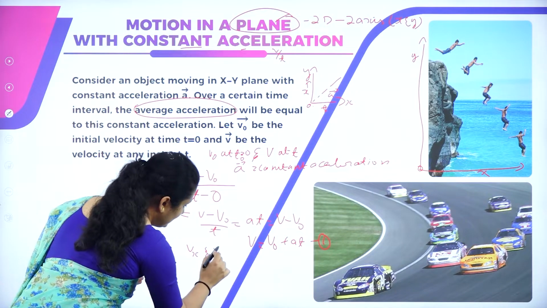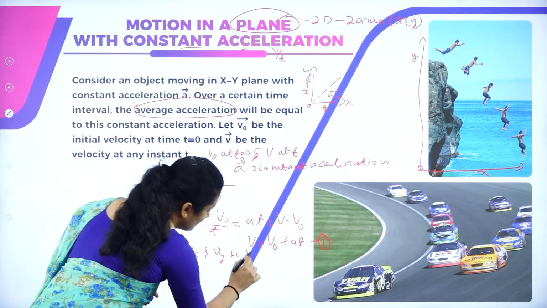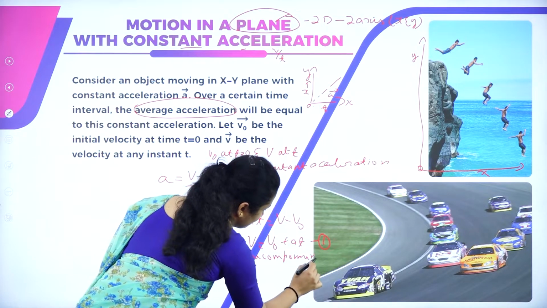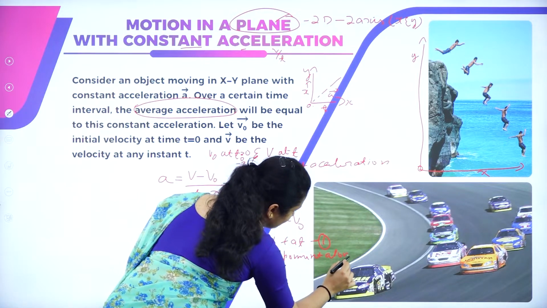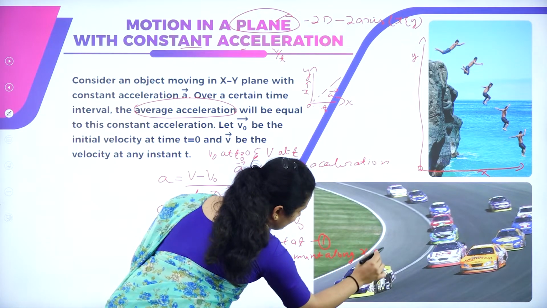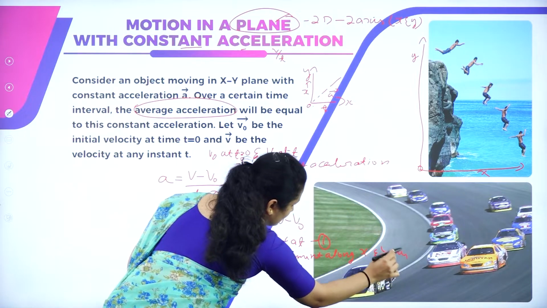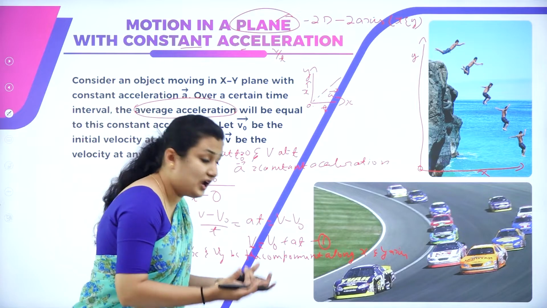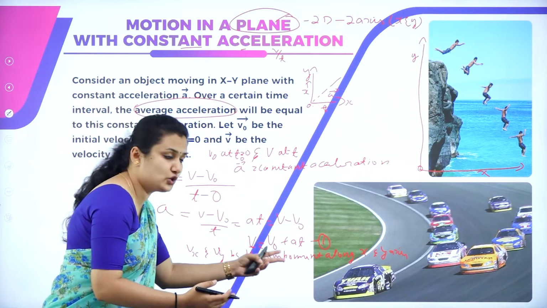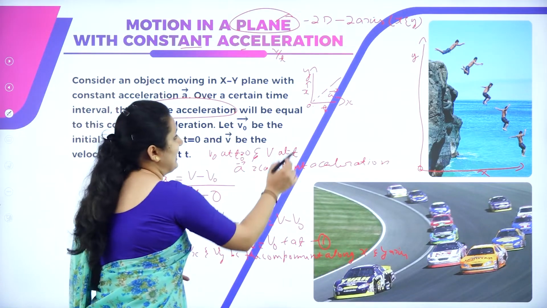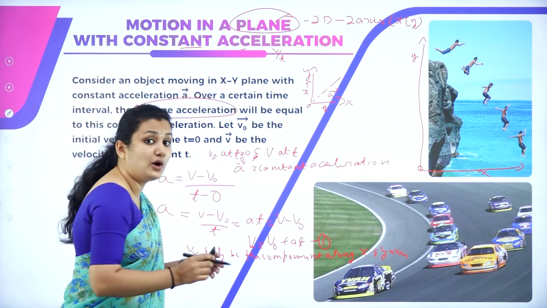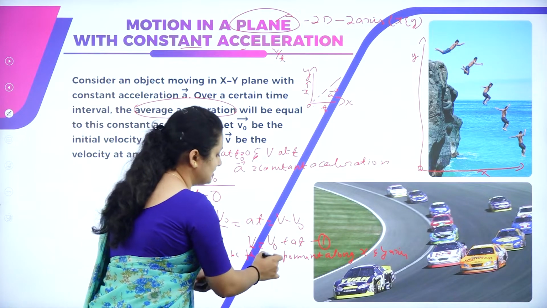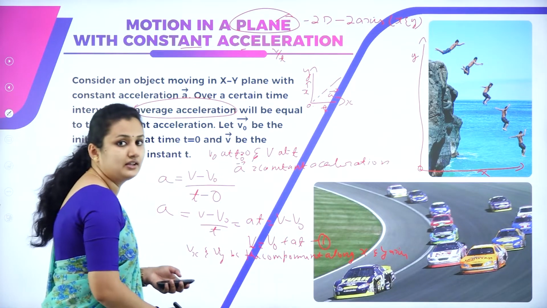vx and vy be the components along the x and y axis. Now I got the equation of velocity. Now I have to resolve this velocity into its respective components along the x and y axis. How will I resolve? So vx and vy are the components of velocity along the x and y axis.